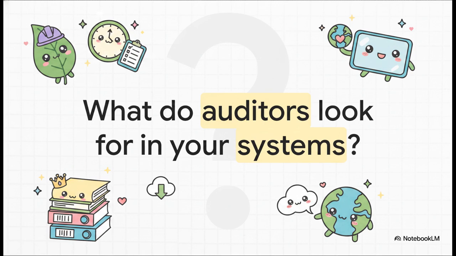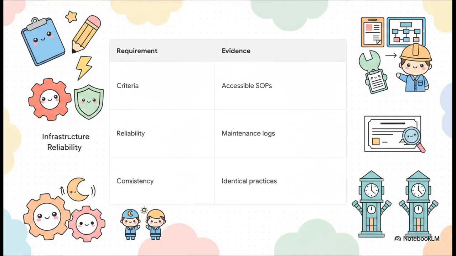What are lead auditors actually looking for when they're evaluating your systems? Now, what's really interesting about this is that auditors don't just blindly check boxes. They directly map requirements to tangible evidence. If the requirement is documented operating criteria, they don't just ask if you have them. They want to see accessible standard operating procedures right out on the floor where the work is happening. For infrastructure reliability, they're going to demand maintenance logs and calibration certificates to prove your monitoring equipment is accurate. And for implementation consistency, they are literally checking to see if the night shift is executing the exact same way as the day shift.